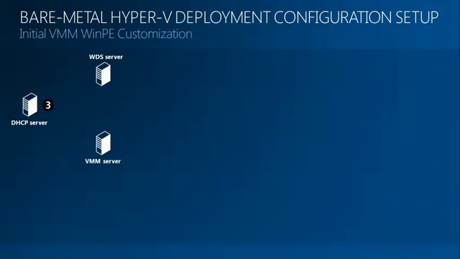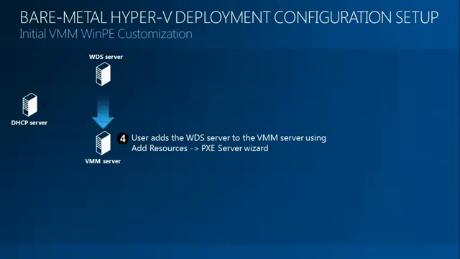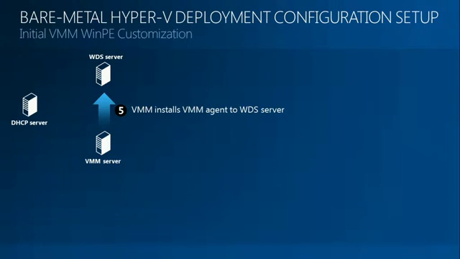It requires a DHCP server because you're PXE booting, so there needs to be a PXE server in the environment. The next step is you go to the VMM server, and you go to the add resources wizard, where I was, and instead of adding a host, you add a PXE server, and you provide the name of the PXE WDS server that you just configured. When you do that, in the background, VMM goes and talks to that WDS server. It installs an agent, as if you're just adding a host to VMM. It basically does the same thing.